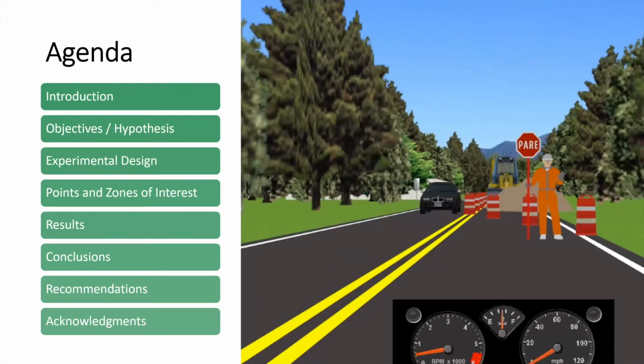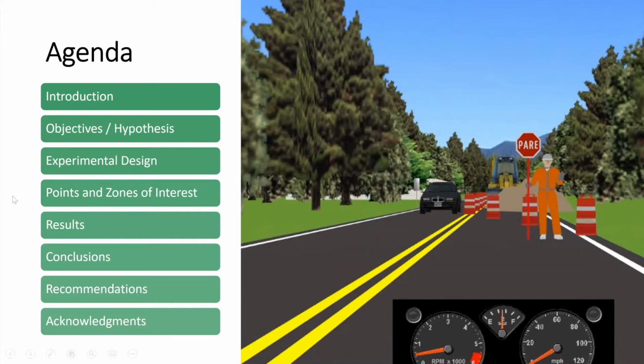So here's our agenda. We're going to do a brief introduction. We're going to talk about our research objectives, our hypothesis, and we're going to discuss our experimental design, the points and zones of interest, the results and the analysis of the results, the conclusions, the recommendation, and finally, we'll include the acknowledgements.